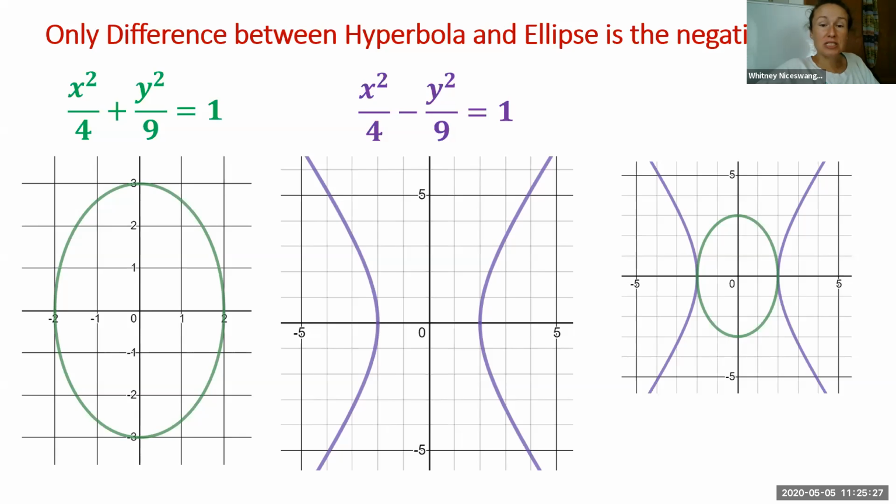Because the first two graphs are a different scale, I graphed them together. So that third graph is this ellipse and this hyperbola graphed together. And you can see how if you took the green thing and flipped it inside out, it becomes that purple guy. So that's the only difference between the hyperbola and the ellipse, that subtraction sign.